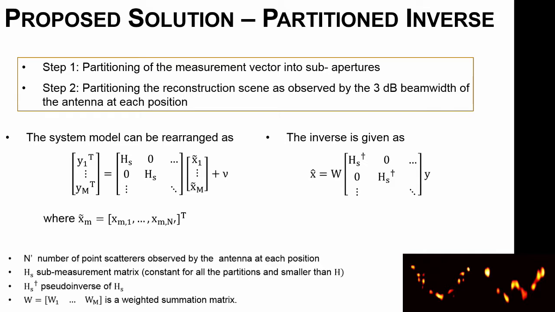We first partition the measurement vector Y into subvectors based on the position of the antenna. Then at each position, we only consider the part of the scene which is illuminated by the antenna. Now we have the overlapping partition scenes, the X tildes, and our H is a block diagonal matrix of H_S. This H_S is a submeasurement matrix. Because of the geometry, because the antenna looks in the same direction at all positions, this H_S is a constant. So now we can find the inverse using a block diagonal matrix of the pseudo-inverse of H_S. And we can easily implement this in parallel.